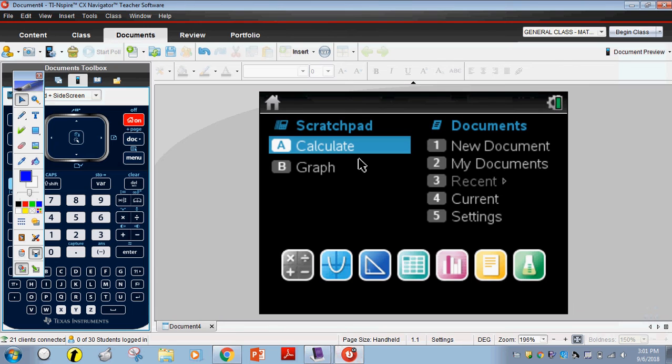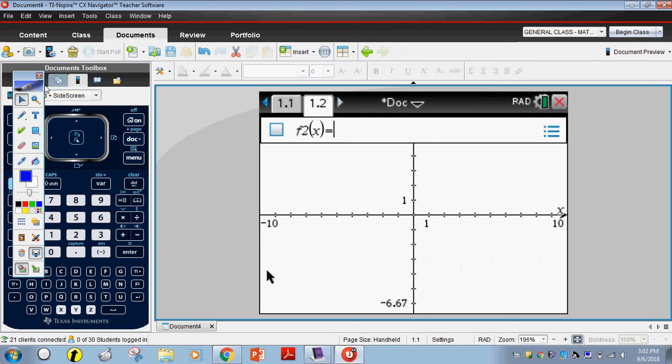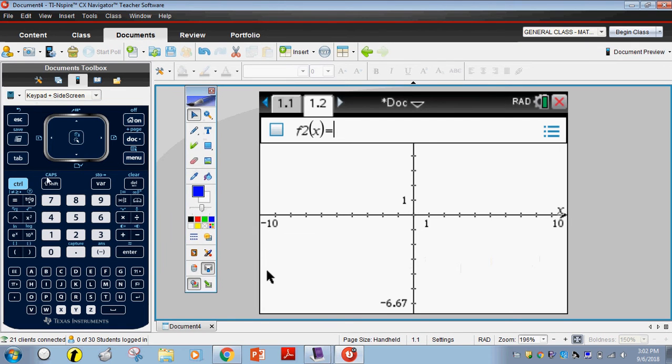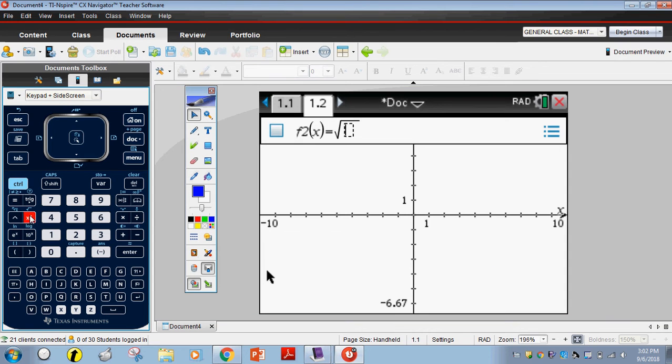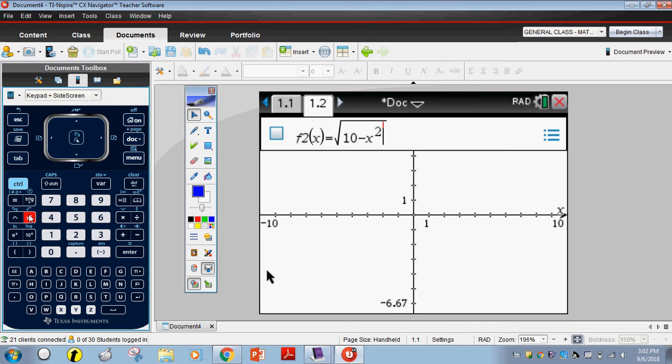So I'm going to add a graph, and it's the square root. So control square. It's too hot. I told you you were going to get hot, I want you to take off your jacket, but now you have no choice because it's hot, right?